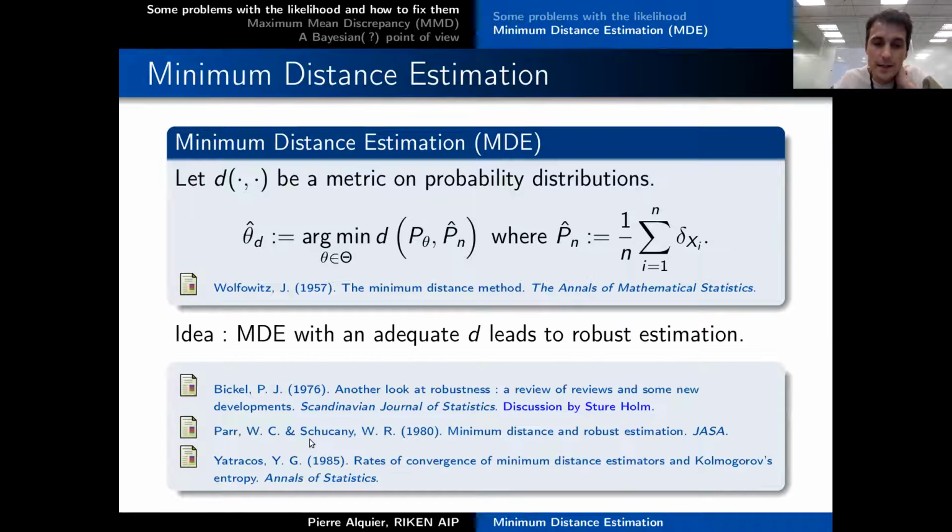But interestingly, this idea has been mentioned very often, actually recurringly in the literature as a way to produce robust estimators if you choose the distance d well. So actually, this is now what I will try to detail a little. In particular, there was this paper by Peter Bickel, very beautiful and very famous actually on robustness. But at the end of the paper, the discussion contains also many interesting remarks, and there is a discussion by Stuart Holm actually, where he provides a few examples of distances that lead to robust estimation.